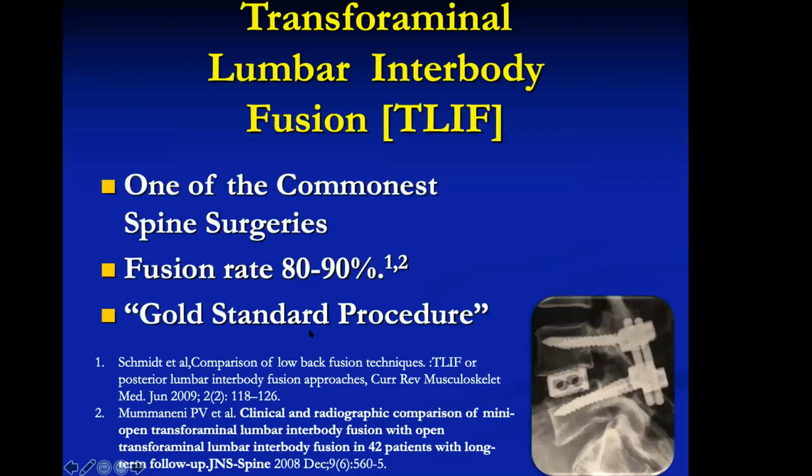So when it comes to treatment of choice, what exactly you are doing with or without reduction, it is basically a TLIF procedure. It is one of the commonest spine surgeries done in our practice, and the fusion rate is close to 90%. So this is a gold standard procedure.